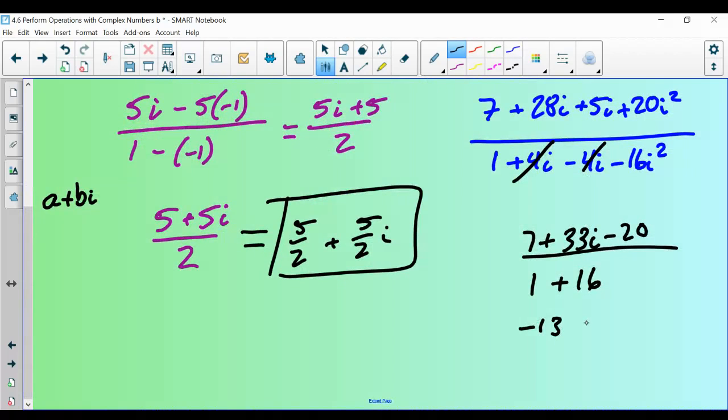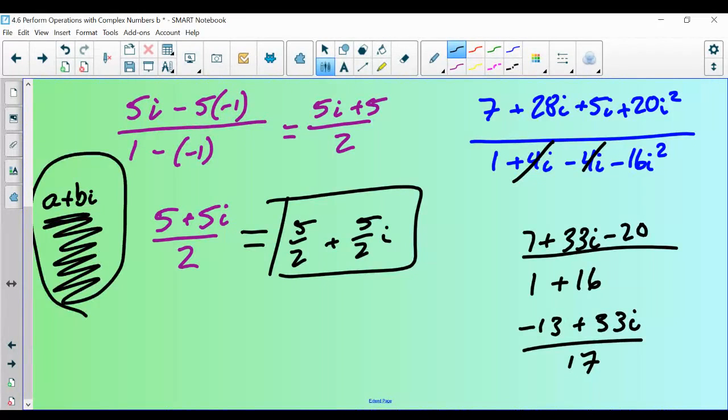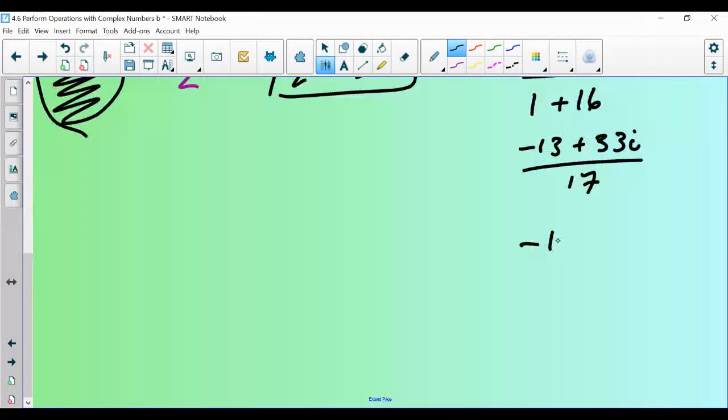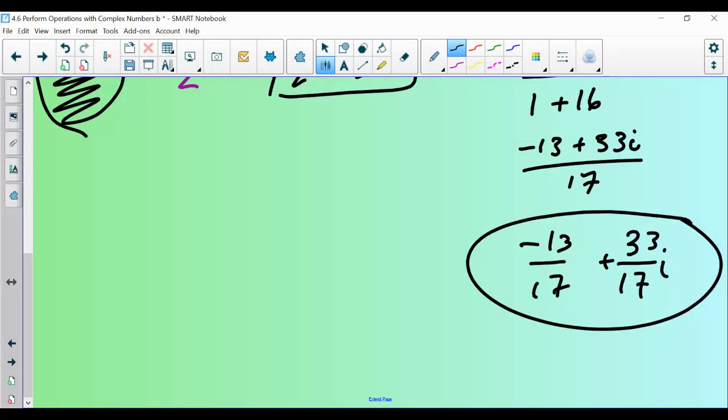We can do a little simplification here, negative 13 plus 33i over 17. And remember, we want our imaginary numbers to be written like that. So our answer here would be negative 13 over 17 plus 33 over 17i. That's our answer for that division problem.